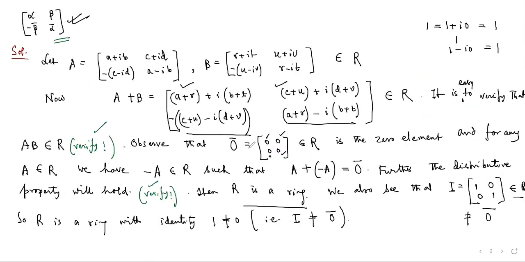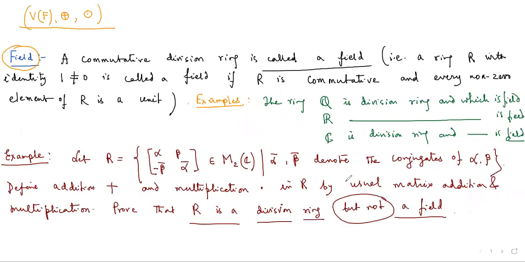This set is also an infinite set; you can construct the matrices in infinitely many ways. The earlier examples, the set of rational numbers, real numbers and complex numbers, were division rings as well as fields. All of these sets are infinite sets, but I have also given you an example where the set is an infinite set and a division ring, but not a field.